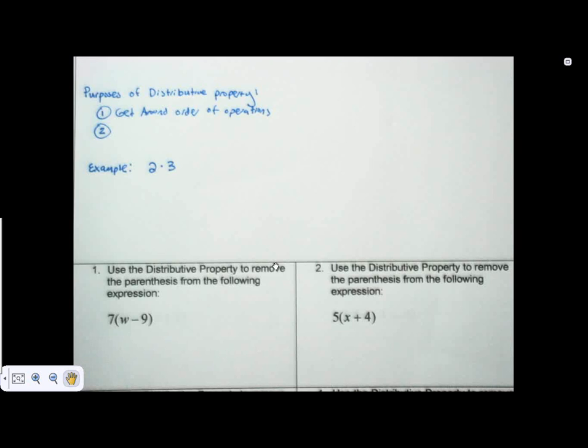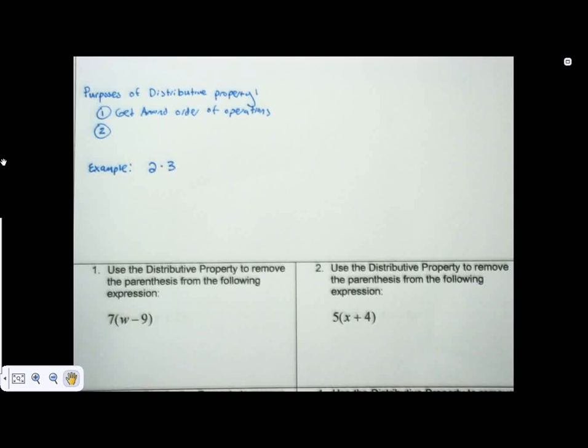Welcome. In this video, we'll be discussing how to use the distributive property to remove parentheses. Before we get into actually how to use the distributive property, what I want you to understand is what it's used for. If you'll notice example number 1, we're multiplying 7 by a group of terms.